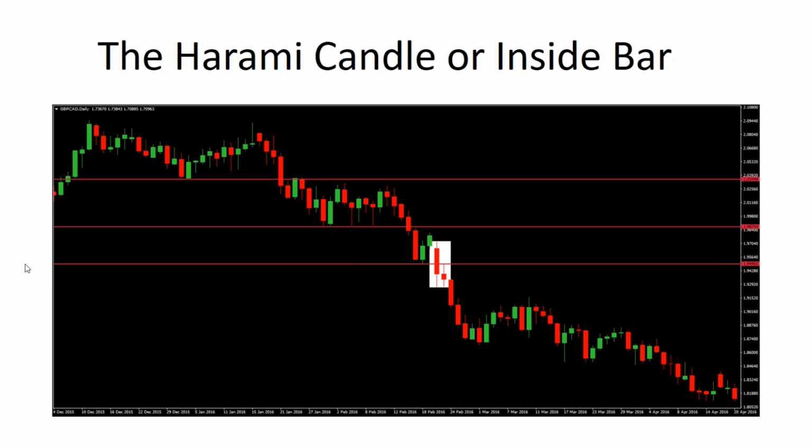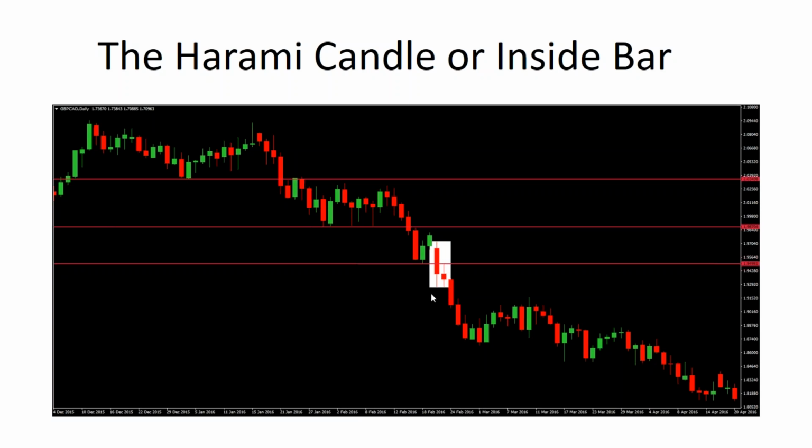Hi Bella, I thought the inside candle had to be inside the body of the candle. Apologies, sorry, I simply mean inside the range of the whole candle. So from the candle low to the candle high, the inside candle has to form within the range. Well spotted. So just to reiterate, the inside candle needs to form inside the range of the mother candle, not necessarily the body. So where we have a bearish candle, it needs to form inside here, so between the low and the high.